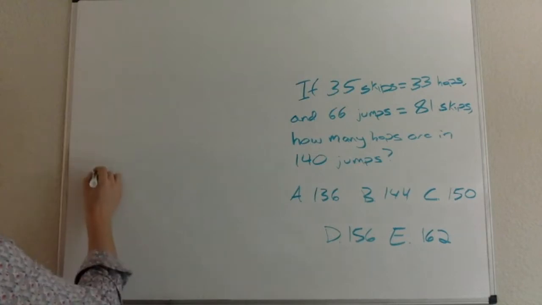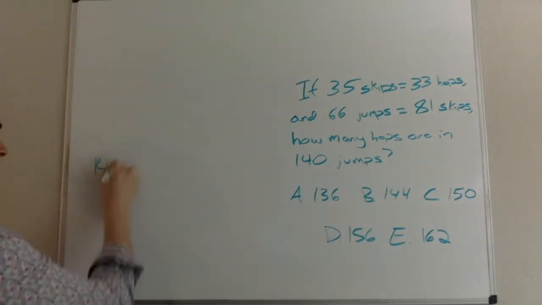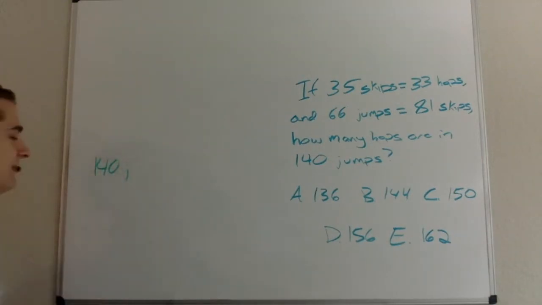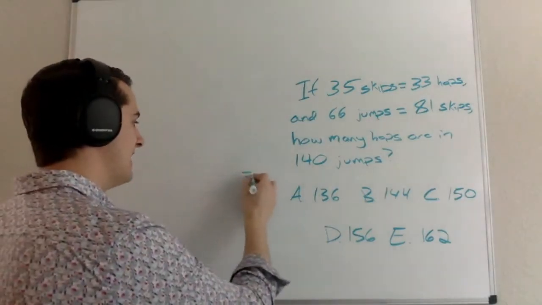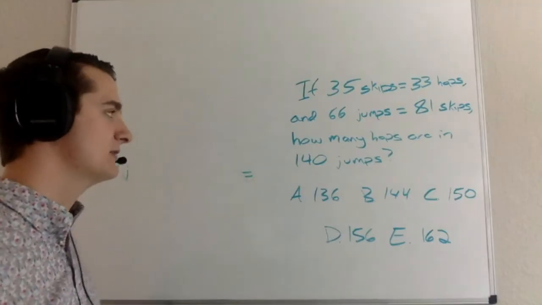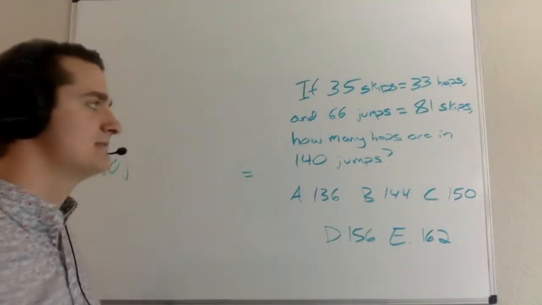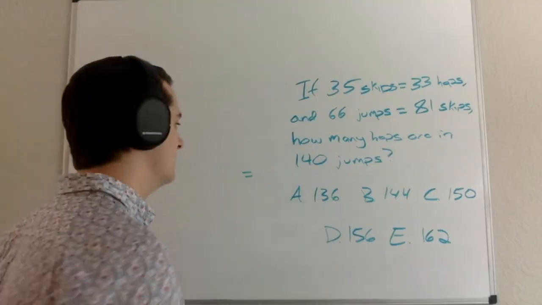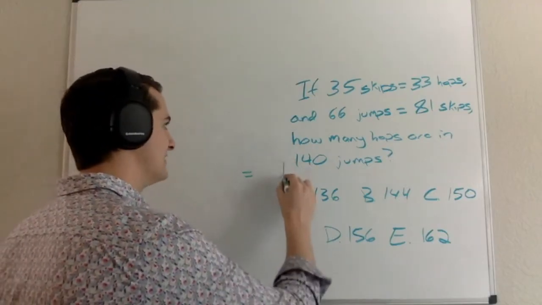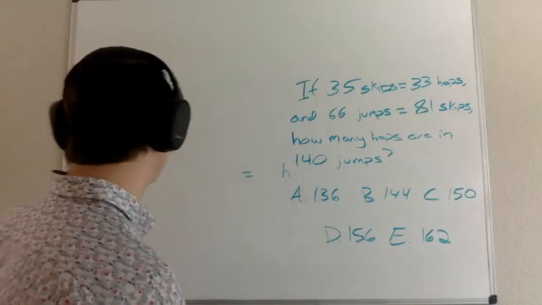That's my known value. I want to take those 140 jumps, and then step 1B, I'm going to ask myself, what is my desired end unit? And in this case, my desired end unit is hops. I want to know how many hops are in 140 jumps. So my desired end unit here is hops.